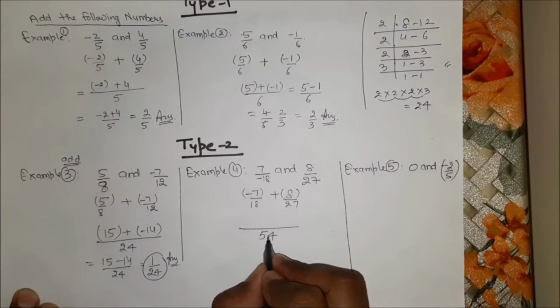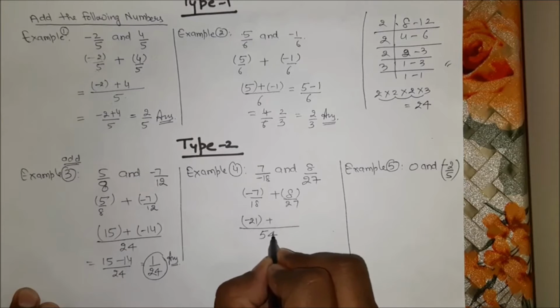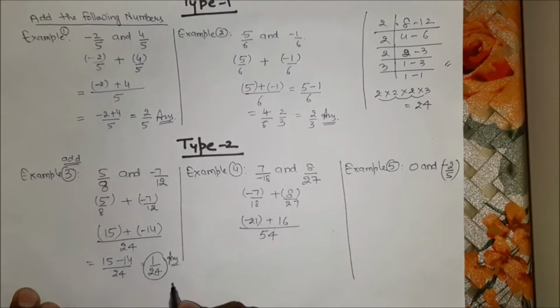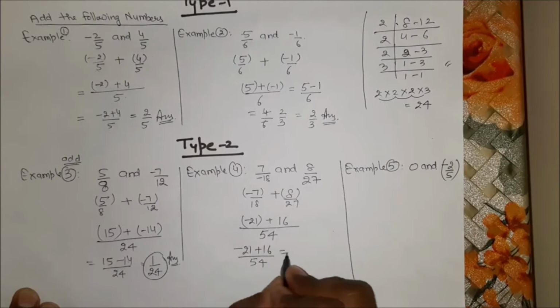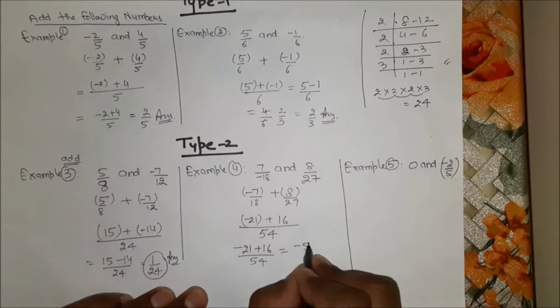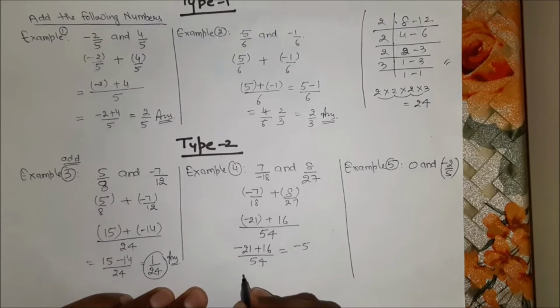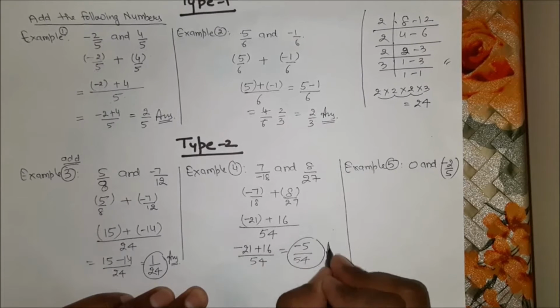18 threes are 54 and 3 sevens are minus 21, 27 twos are 54, 2 eights are 16. You will get minus 21 plus 16 by 54, and you can see 16 minus 21. You will get negative 5 because they are opposite signs. So you will subtract them, and 21 minus 16 is 5, and the sign will be of the bigger term. What is the bigger term here? The biggest term is 21, which is negative, so you will put negative here, and this over 54, and that's your answer.